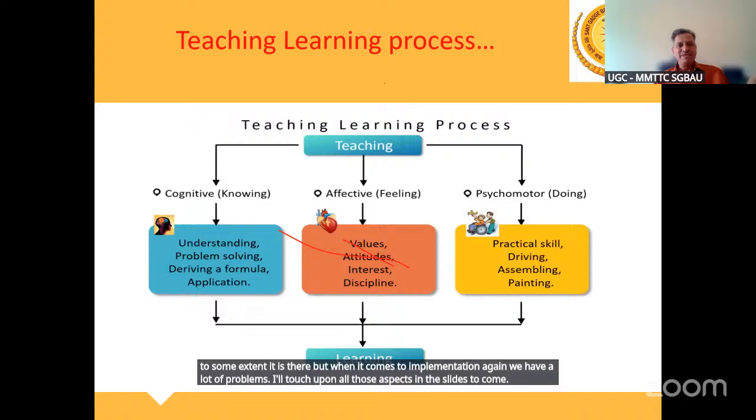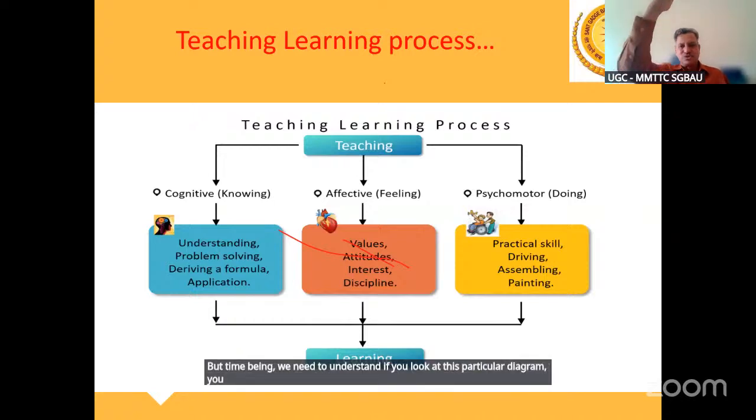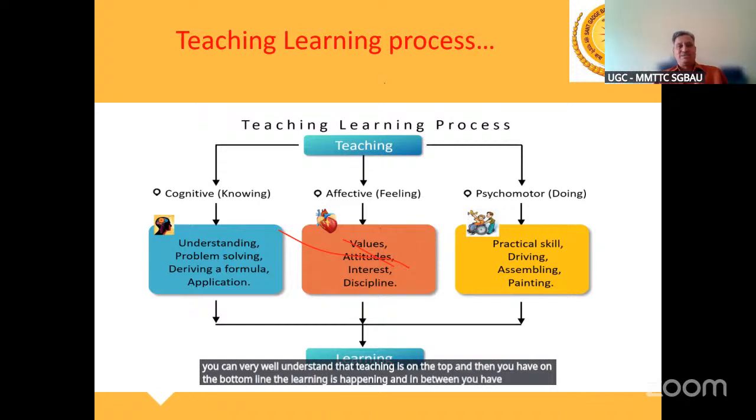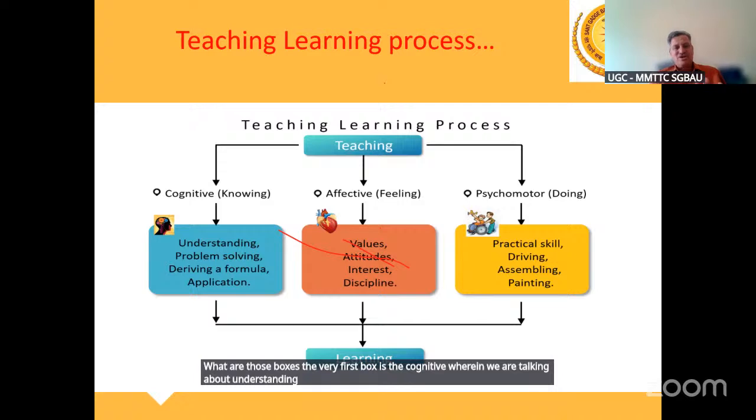But for the time being, if you look at this particular diagram, you can understand that teaching is on the top, and on the bottom line the learning is happening. And in between, you have these three boxes. The very first box is the cognitive, wherein we are talking about understanding, problem solving, deriving a formula, and application. That is knowing, knowledge. We are referring to cognitive, meaning we are referring to knowledge.